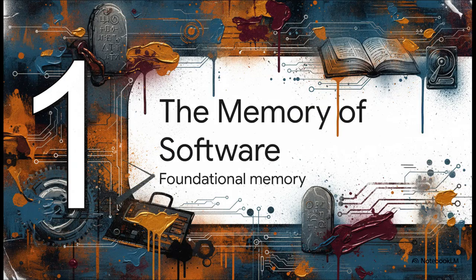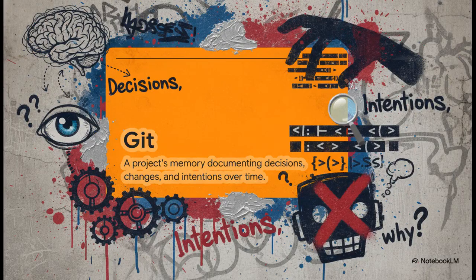Section 1. The memory of software. Framing Git as foundational memory. Okay, let's get our core definition straight. Yes, Git is a free, open-source version control system, but honestly, it's so much more than that. Think of it as the foundational memory of a project.